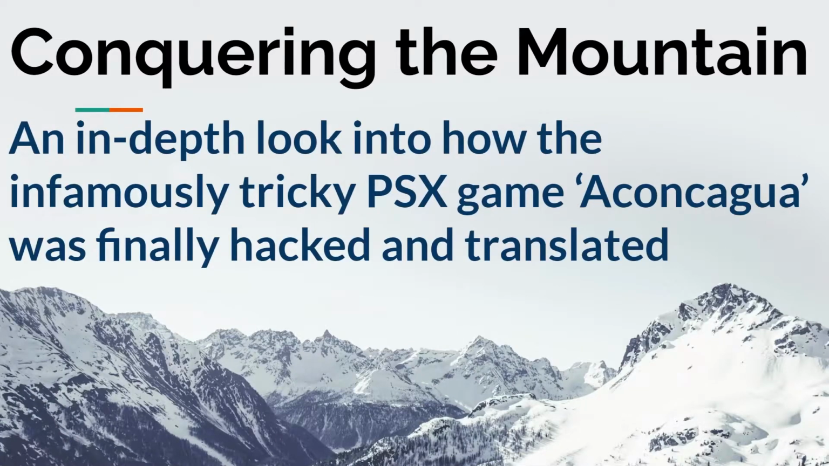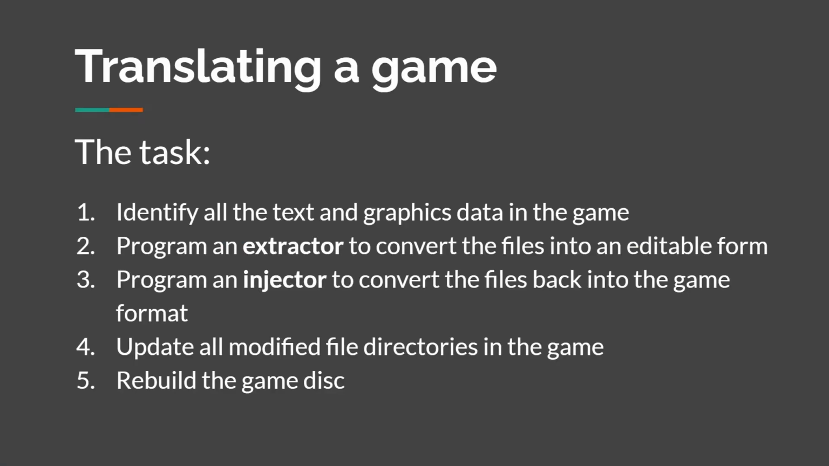Hello, and welcome to Conquering the Mountain, an in-depth look into how I hacked and translated Aconcagua, the infamously tricky-to-hack PlayStation game. The process of translating the game has a few steps. First, we have to identify all the text and graphics data that's in the game that we want to translate. After we have identified it, we have to program an extractor that can take those files and put it into a form that we can edit with our own tools.